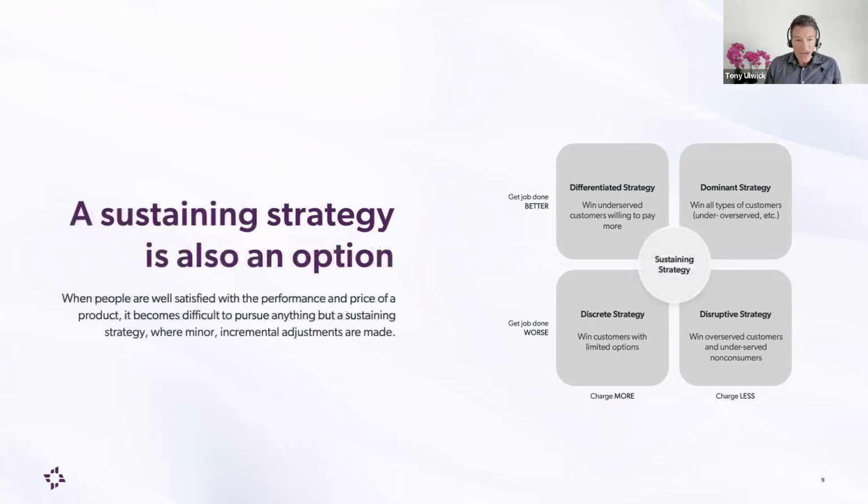All right, so we've laid out the key pieces. There's one more, the fifth, which is the sustaining strategy. It's right in the middle. What we say here is if people are already highly satisfied with the price and the performance of the product, it's really hard to go in any of those other directions. You kind of stay in the middle. And I think Porter talked about being stuck in the middle. It's not necessarily stuck here, right? But you're in a position where only minor incremental gains can be made on both sides of the innovation equation.